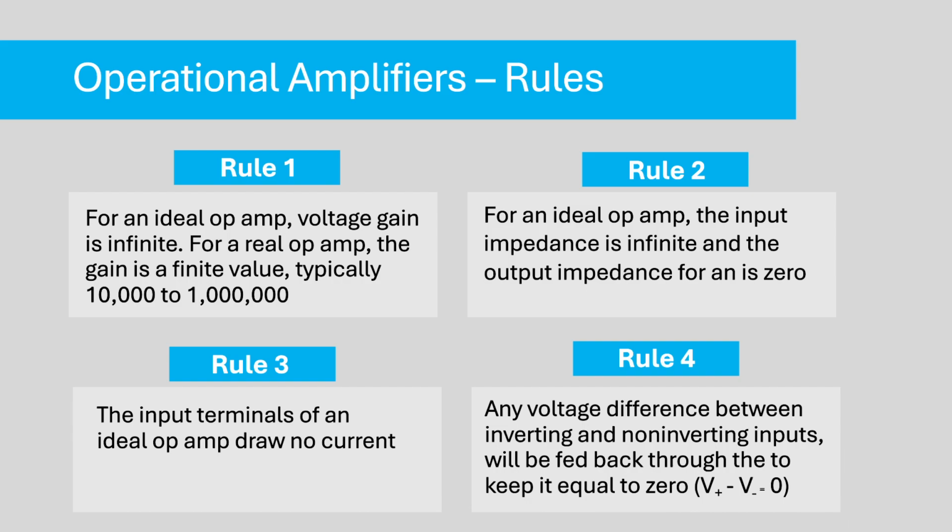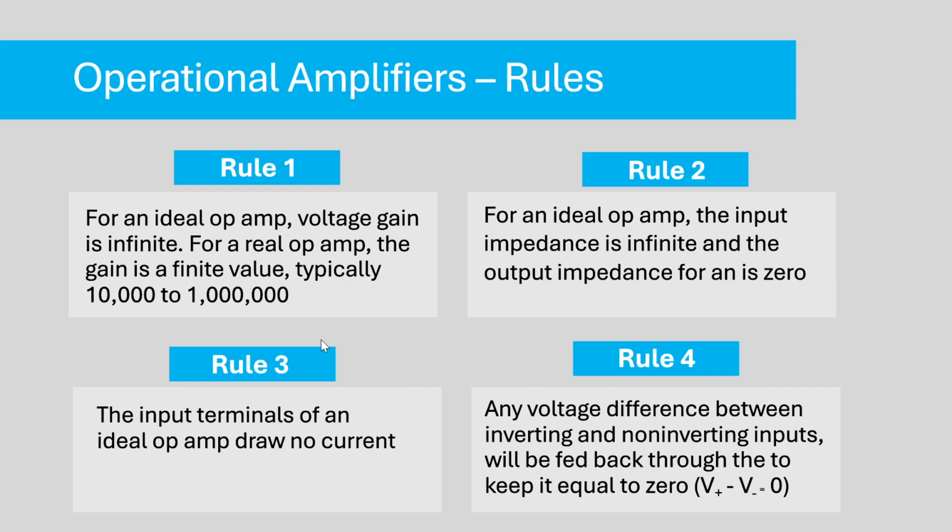Rule number 2 is for an ideal operational amplifier, the input impedance is infinite and the output impedance is 0. Essentially this means that the resistance on the output should be 0. So there's no voltage drop or anything across the output. We just have full output. Again, not practical. And there's no drop on the inputs as well, which again isn't actually how it goes.